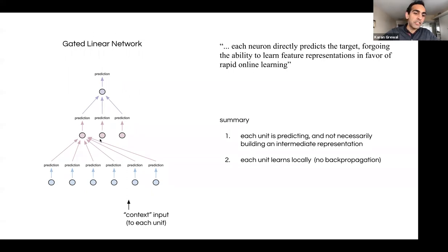As each unit gets its input and makes its prediction, it can update right there. It doesn't have to wait for the forward pass to go all the way to the end layer so that it can get its gradient signal. As soon as it's made its prediction, it can update right there. So from a very high level, that's what's happening.